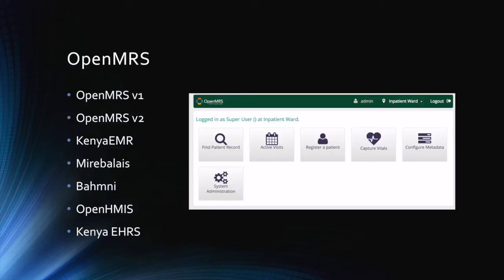So we have another project, which is working with the Ministry of Health and the WHO in one of the counties in Kenya called Machakos County. And the WHO have funded an implementation of one of the systems, which is called OpenMRS. So OpenMRS is a big project that's been going for 10 years or so.